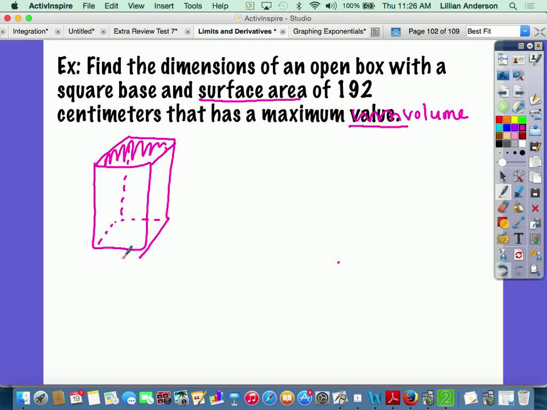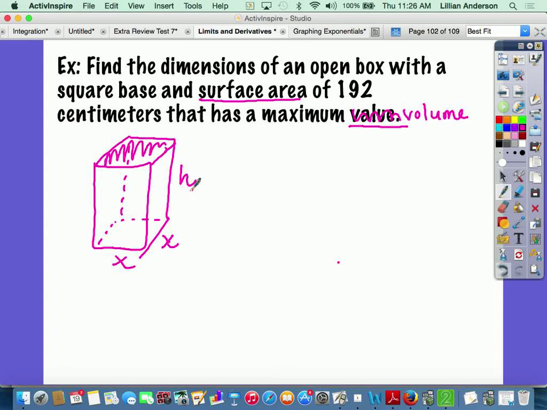Let's label, okay? Since it's a square base, I know my length and my width are the same. Okay? But my height is different. So I have my x and h. Those are my variables. One represents length, one represents width, the other one represents height.